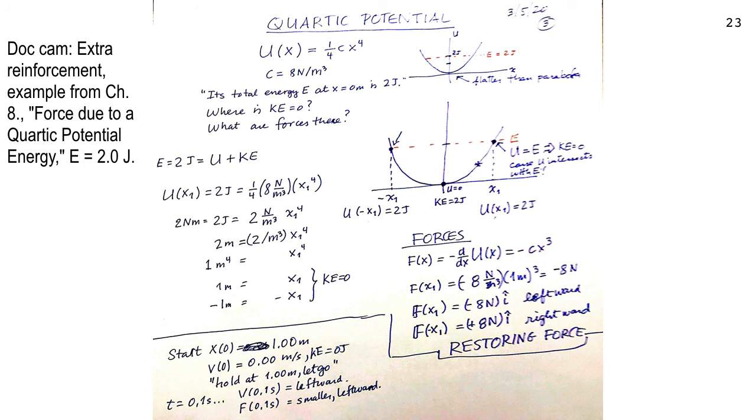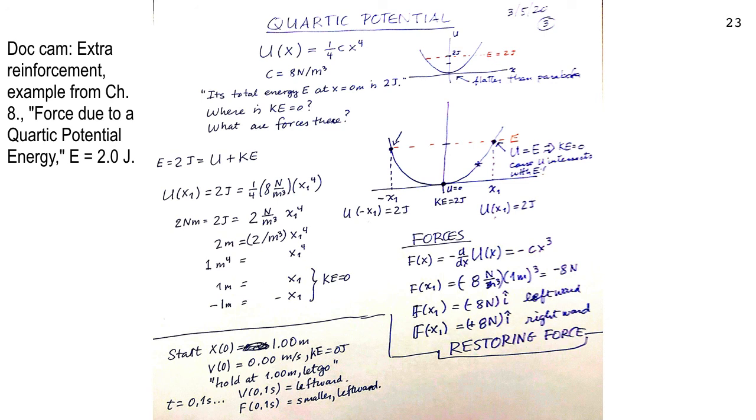Now, down here, we know that U is equal to zero. So down here, at the origin, just put in X equals zero: 1/4 times 8 newtons per cubic meter times 0 to the fourth is equal to zero. So that means that KE right here is equal to 2 joules. And because energy is conserved, even though the potential and the kinetic change, they both add up to 2 joules, no matter where you are.